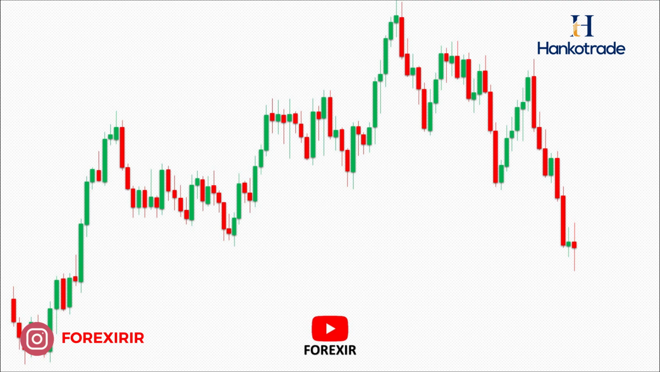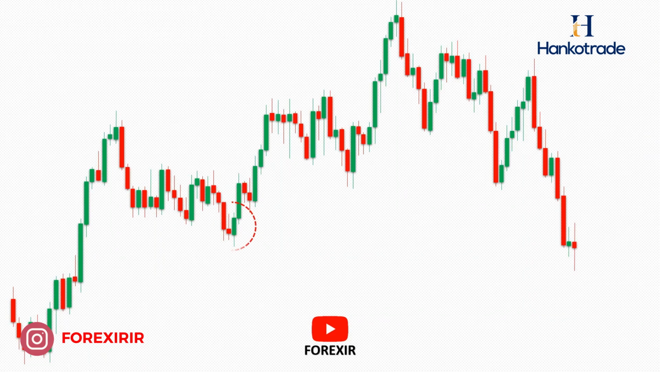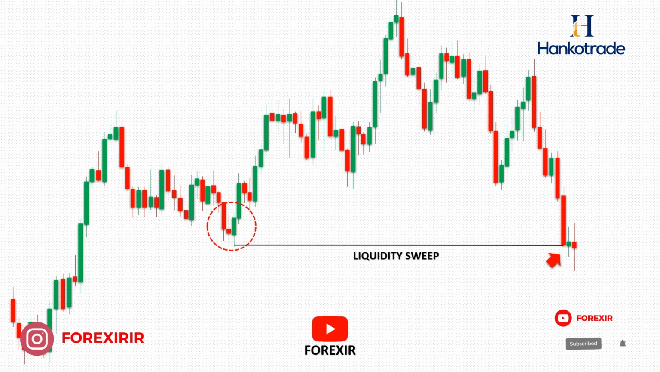As you can see in this example, there's a significant low that the price has breached, thereby clearing out the accumulated liquidity beneath it. This was achieved with the help of the long wick you see here, which likely represents stop orders that had gathered below that low. We then proceed to draw this liquidity sweep zone onto our chart.